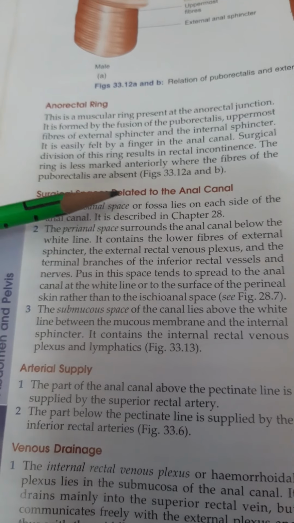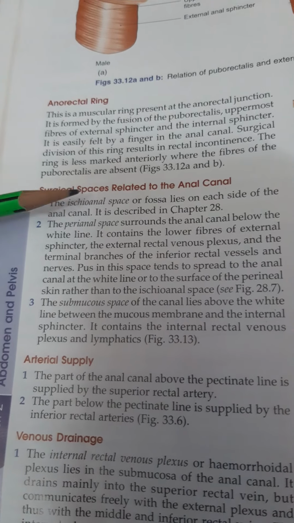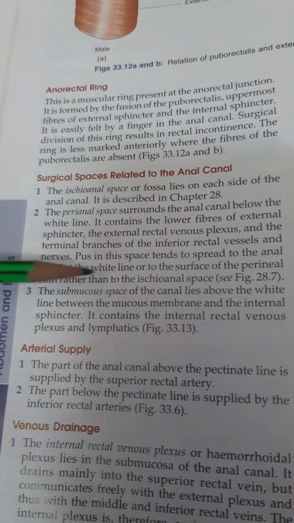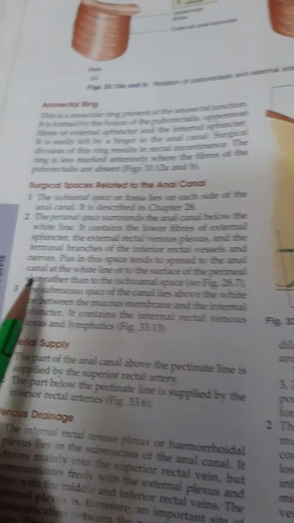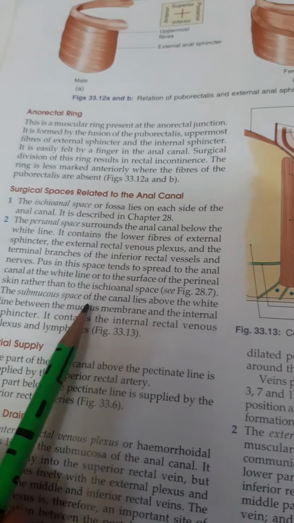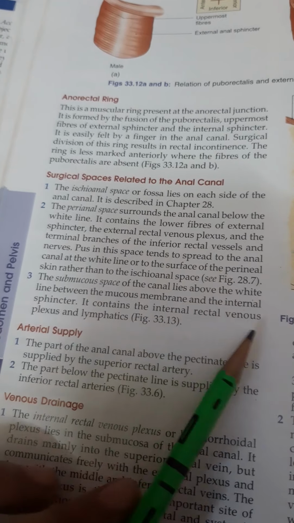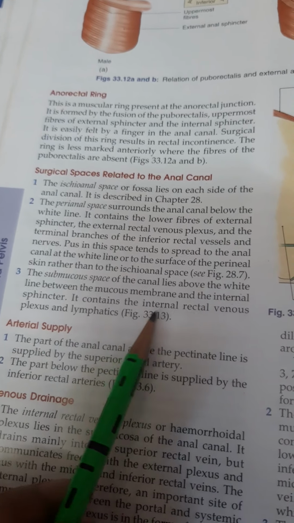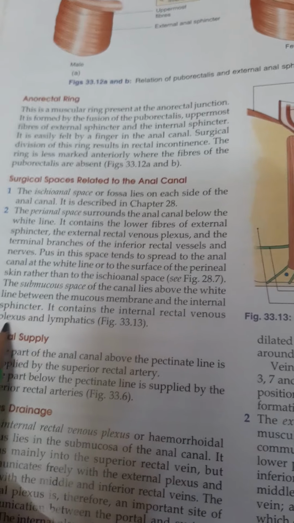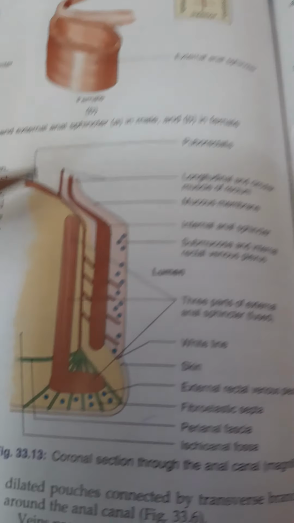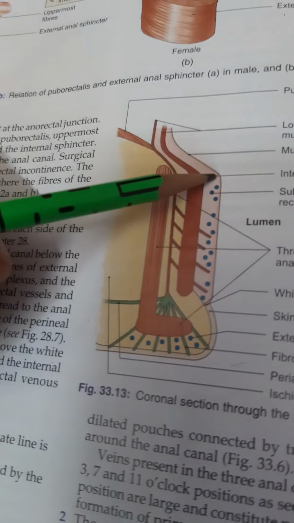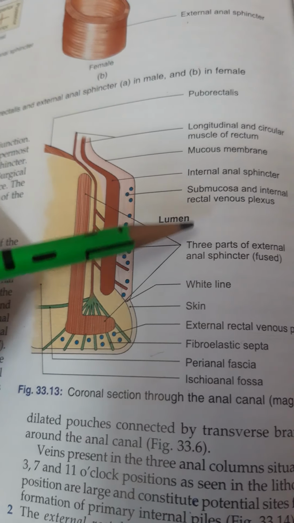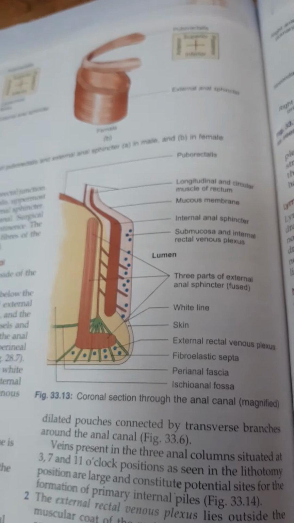Now, surgical spaces related to the anal canal: the ischio-anal space, the perianal space, and the submucous space. So I'll show you the submucous space first. Submucous space of the anal canal lies above the white line between the mucous membrane and the internal sphincter. It contains the internal rectal venous plexus and the lymphatics. So you can see here, this is the submucous space, and it is containing the internal rectal venous plexus.